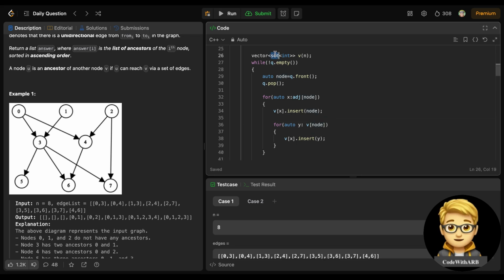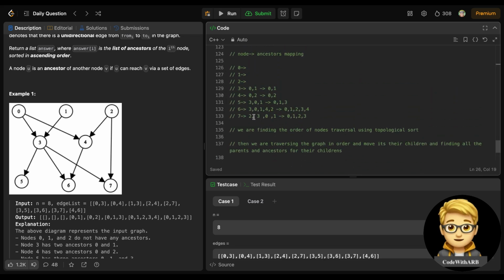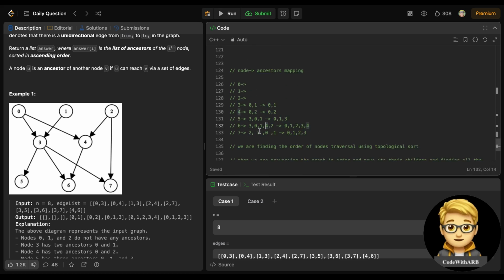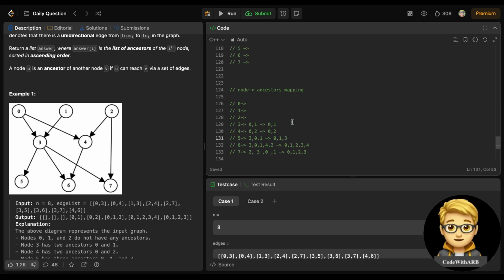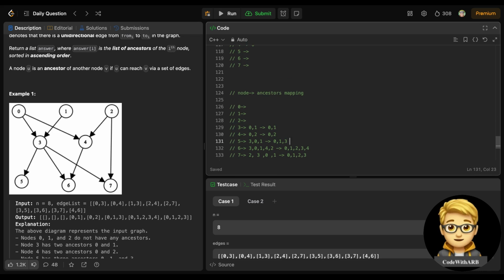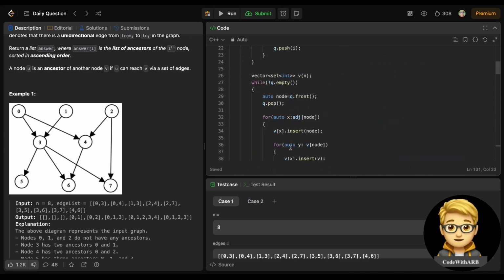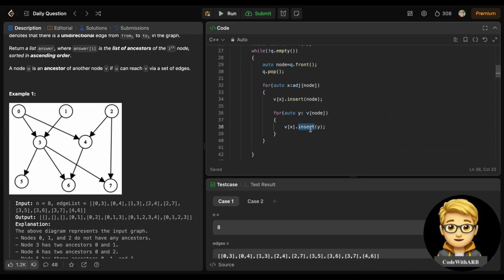And why have I taken a set? Because if you see here, in this case, this 7 node, this 6 node is included 0 1 3 4 2, and 0 will come. It can be possible that some of the nodes originated from the same two nodes, right? So if I don't use a set to insert values, it can give me duplicate nodes for that, right? So that's why I have used a set.